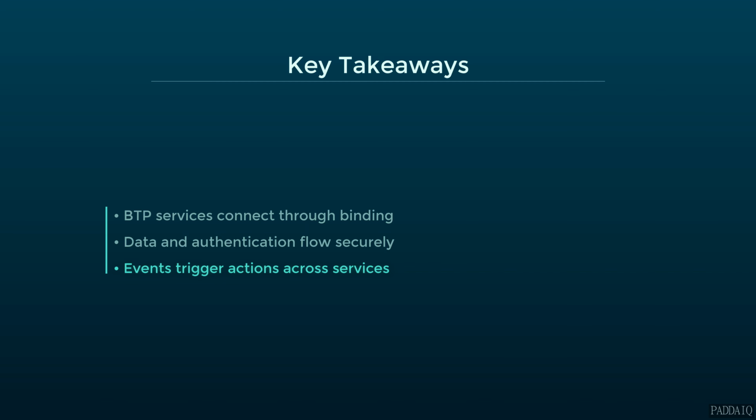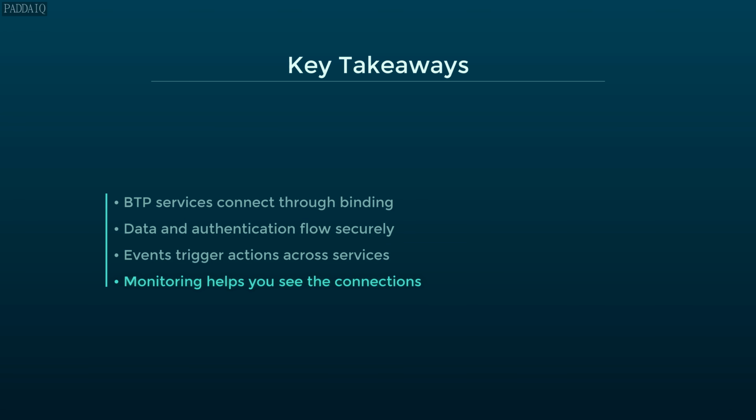Events trigger actions across services. This means when something happens in one system, it automatically starts a process in another service. For example, when a sales order is created, it can automatically trigger inventory checks in your warehouse system. This seamless connection ensures different applications work together efficiently without manual steps.